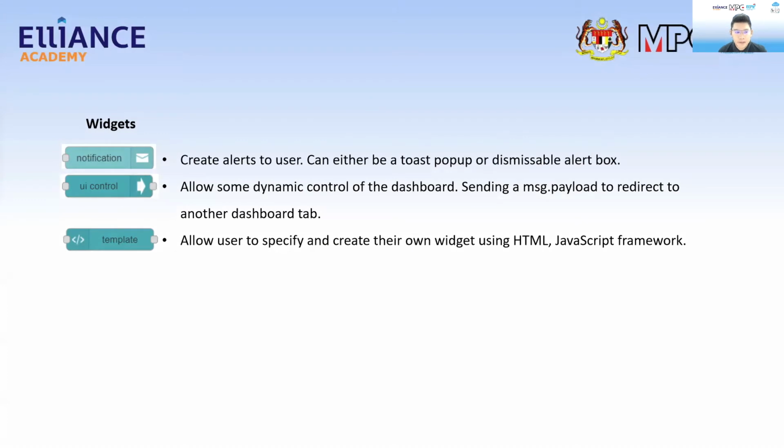All right. So the next widget is notification widget. So we can create alert to the user, and it can either be a pop-up or a dismissible alert box. The next is UI control. This is a high-level UI control which uses dynamic control of the dashboard, and it can send a message payload directly to another dashboard tab. Okay, so the last widget in the dashboard widget is actually a template. So this template is actually allow the user to specify and create their own widget using HTML and also JavaScript framework. Okay.